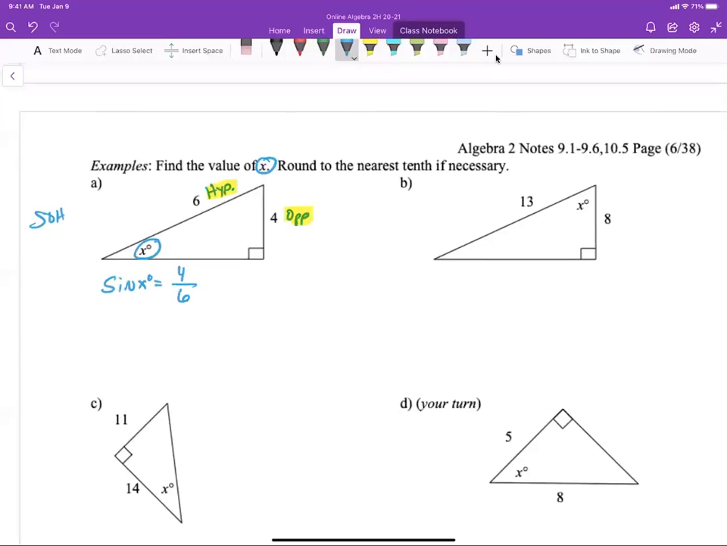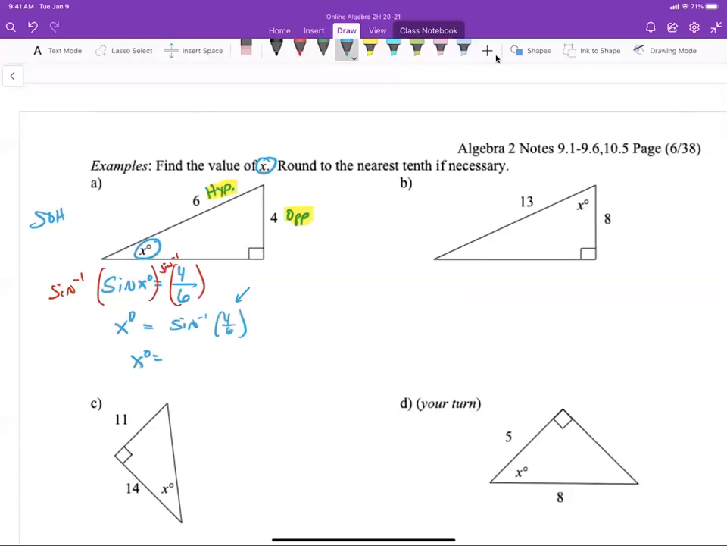4/6. Now I've got to find x. So I have to undo sine. And how do I do that? Essentially, I will take the inverse sine of both sides. And that will undo my sine on the left side. And on the right side, I will get sine inverse of 4/6. So now the input is the ratio, and the output is the angle in whatever mode you're given.